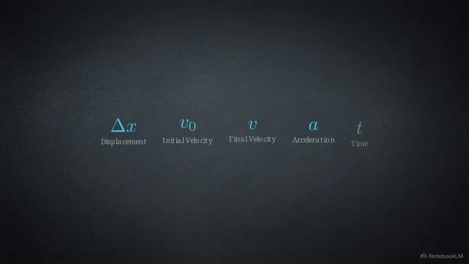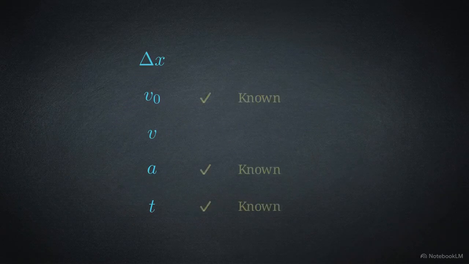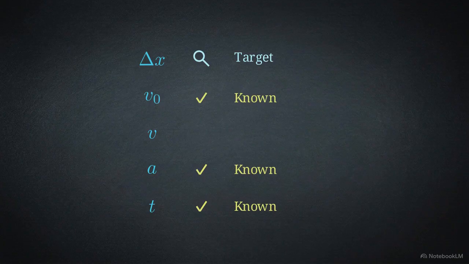Every standard one-dimensional motion problem involves a set of 5 variables: displacement, initial velocity, final velocity, acceleration, and time. To solve for any of them, you only need to identify 3. From there, you solve for the 4th and treat the 5th variable as irrelevant to that specific calculation.